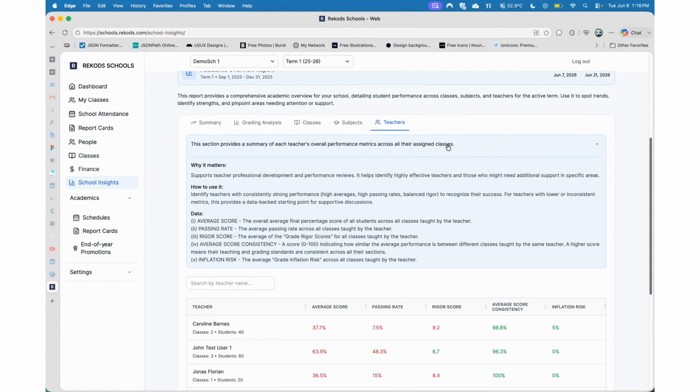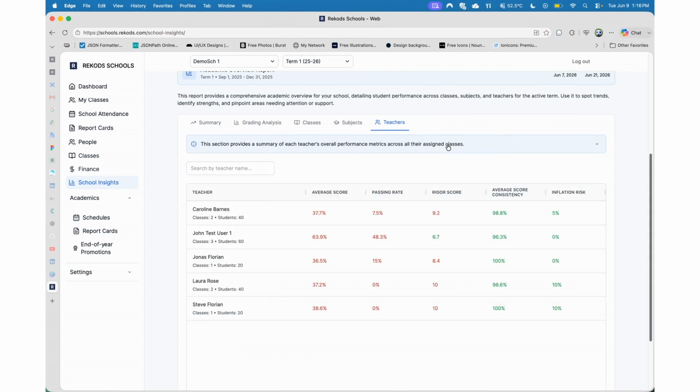It's designed to support professional development conversations and to help you recognize the teachers who are doing something worth understanding and acknowledging. For each teacher, you're seeing their overall average score and passing rate across all the classes they teach, their average rigor score, how consistent their results are across different sections, and their average inflation risk.